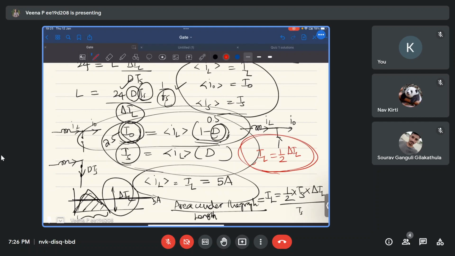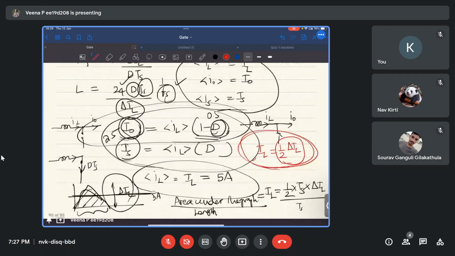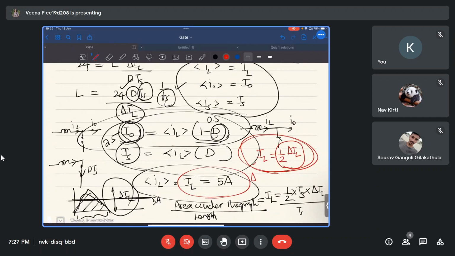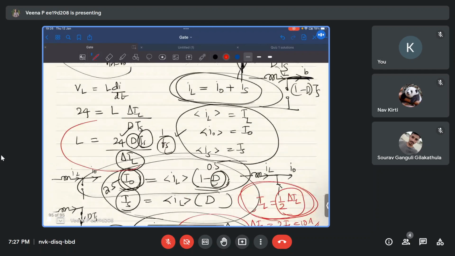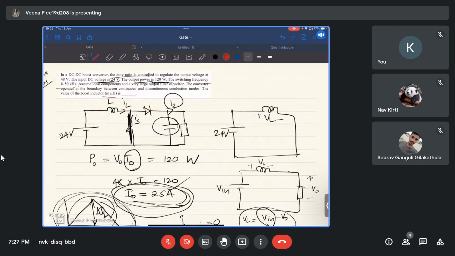This is general in the case of CCM and DCM. At the boundary of CCM and DCM, the peak to peak inductor current ripple will always be twice the average value. This is true for all DC to DC converters. So here you got IL as 5 ampere, so you will get delta IL as 2 times IL, which is 10 ampere. In the equation for finding the inductance, you got delta IL as 10 ampere. If you solve this equation, you will get the inductance as 24 microhenry. The question asked is in microhenry, which is obtained as 24. Is this clear or should I explain once again?